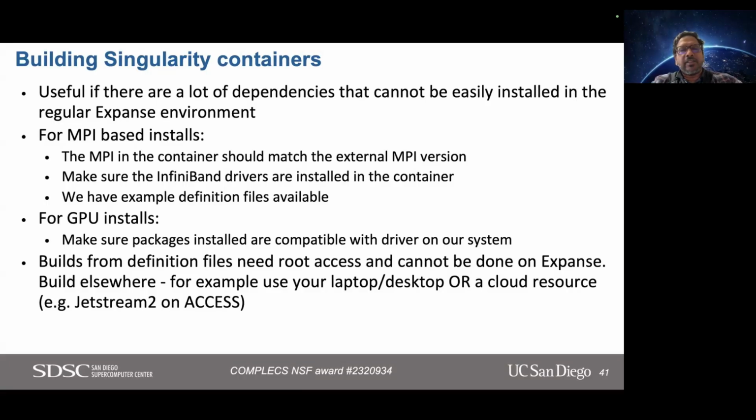Now, the one caveat with building containers is that building from scratch from definition files needs root access, and you can't do that on Expanse itself, but you can build elsewhere. So you can use your laptop or desktop or a cloud resource, like we often build on Jetstream too. And then you can copy over that image and use it on our system. That's all good.